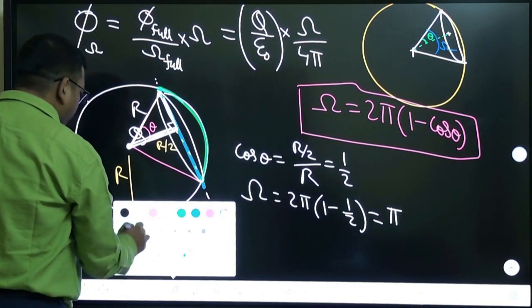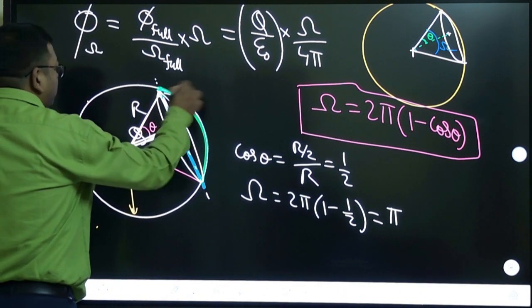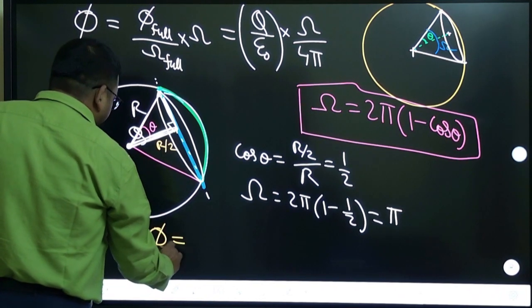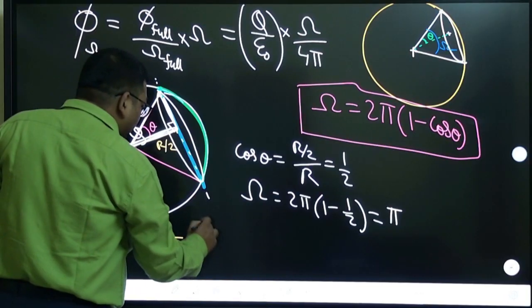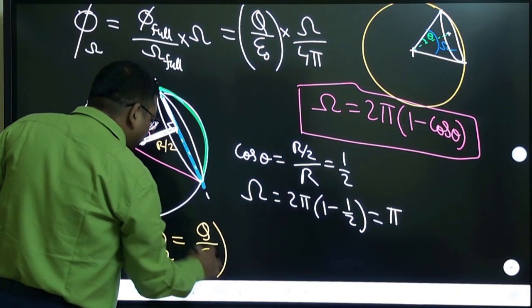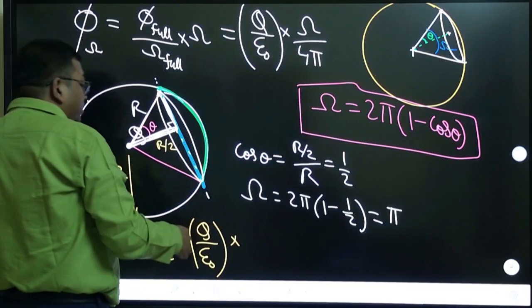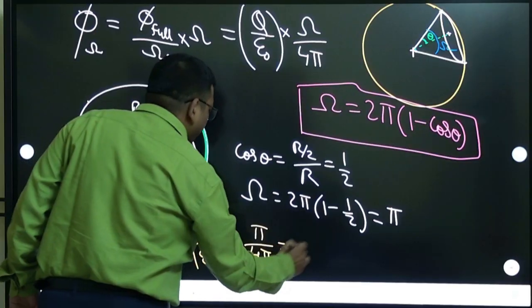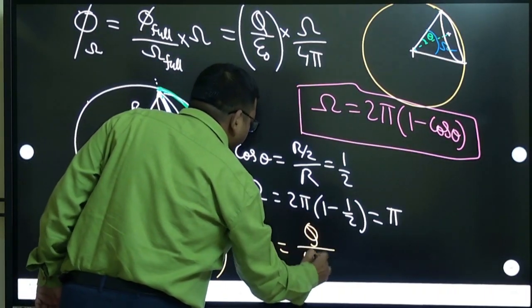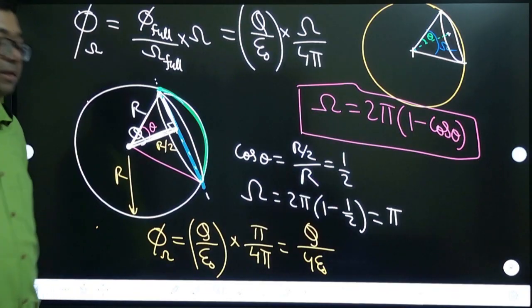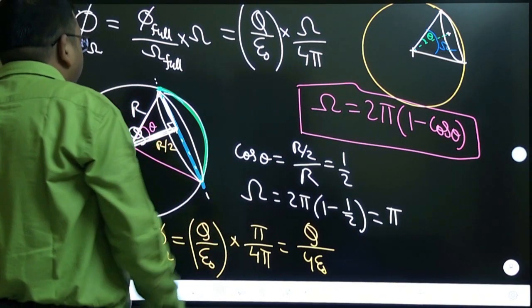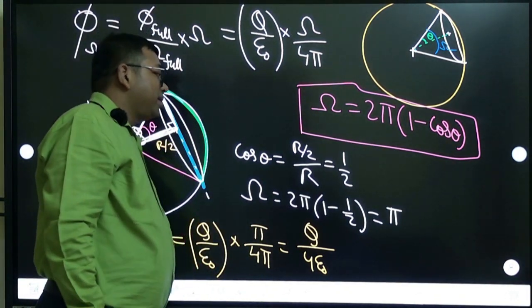What is the flux through this surface? Flux through this surface will be the total charge by epsilon naught, that is the full flux, multiplied by the fraction of solid angle. This solid angle is pi, total solid angle is 4 pi, so it is charge by 4 epsilon naught. Are you clear about this? Yes. Okay, so remember this is a very important formula, it will be used in many problems.